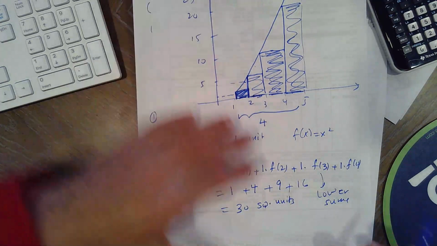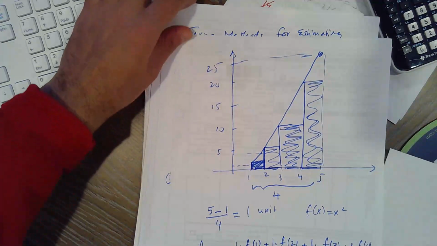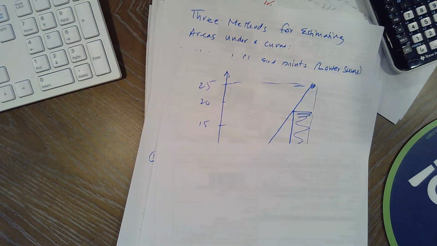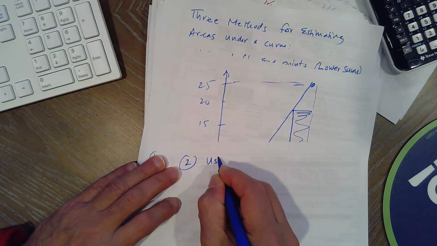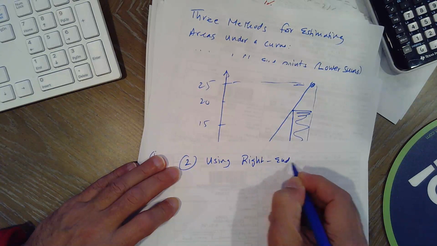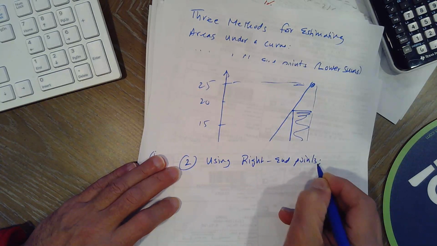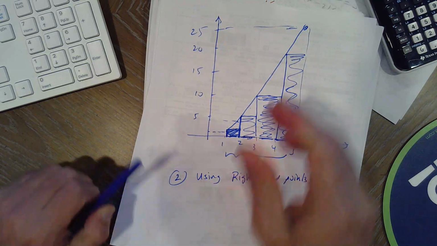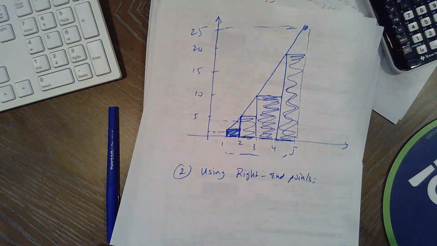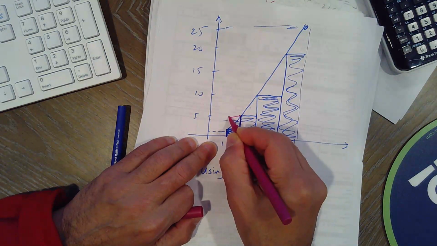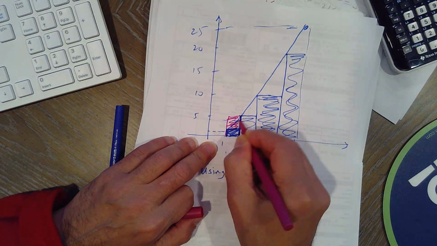So now let's do the upper sums. Let's do an overestimate, using right endpoints, number 2. I'm not gonna rewrite everything. It's all in the notes. So from 1 to 2, we're gonna use f of 2 as the height of the rectangle. So you can see we're overestimating.